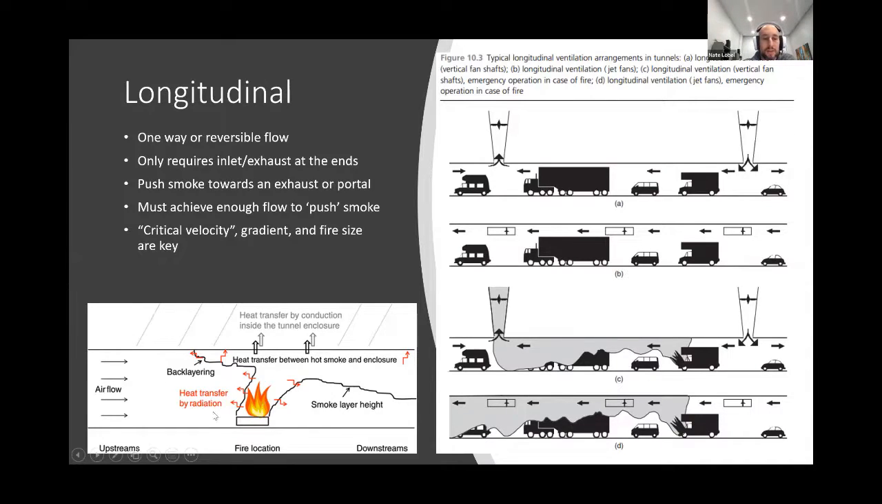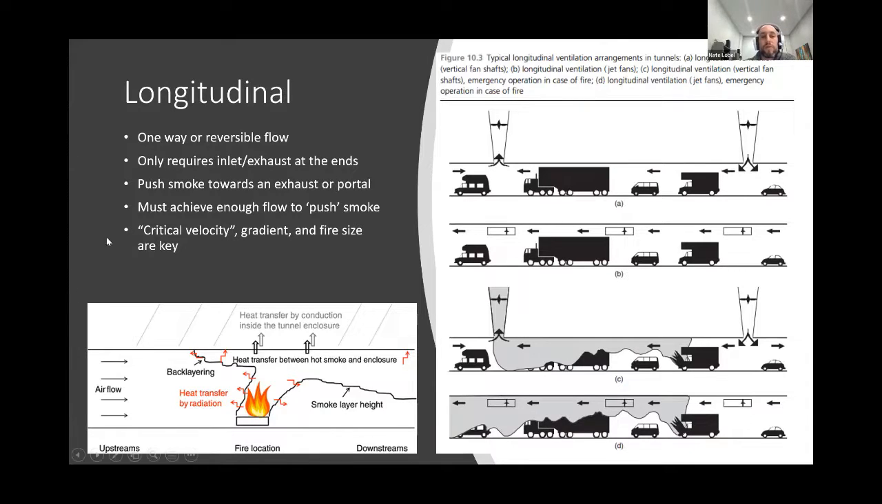So if we look here at this bottom figure in the bottom left, we have airflow coming in. Here's our fire. The goal is to get all the smoke to go downstream. This area here is called back layering, and this is effectively the fire pressure and thermal gradients pushing back against the airflow.